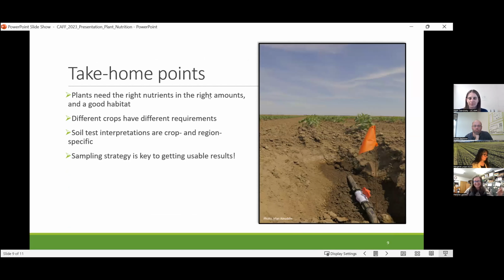So that was a lot of chemistry and biology and physics in a very short time. Just some take-home points to remember: plants need the right nutrients in the right amounts and a good habitat in order to be able to use them. Different crops will have different requirements, and soil test interpretations will be crop and region specific. And your sampling strategy will be the key to getting results that you can use.